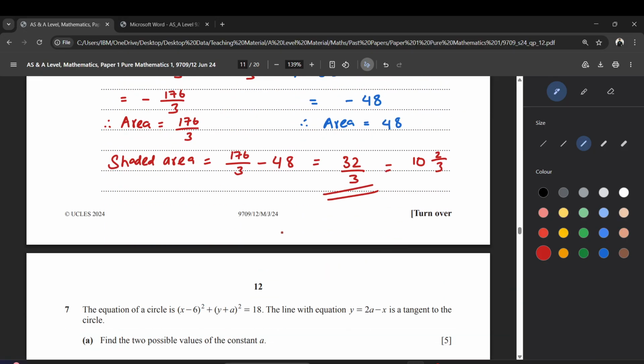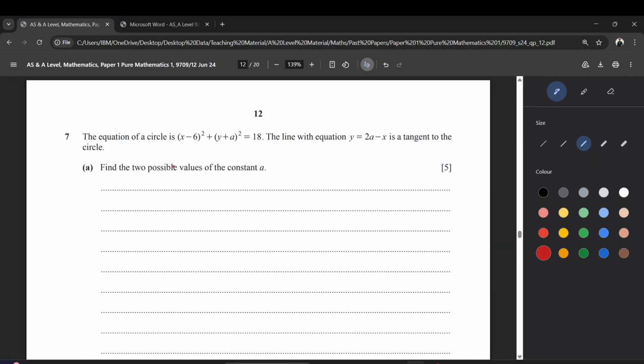All right, so let us move to question number 7. The equation of a circle is (x − 6)² + (y + a)² = 18. The line with equation y = 2a − x is a tangent to the circle.